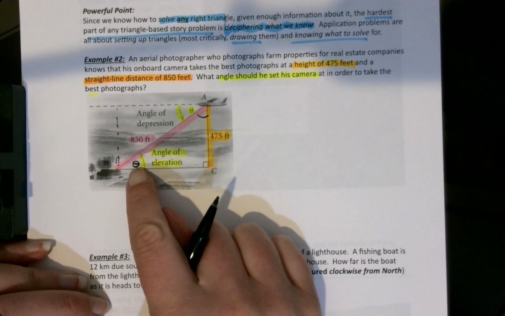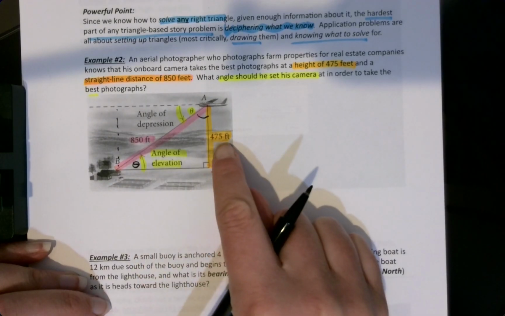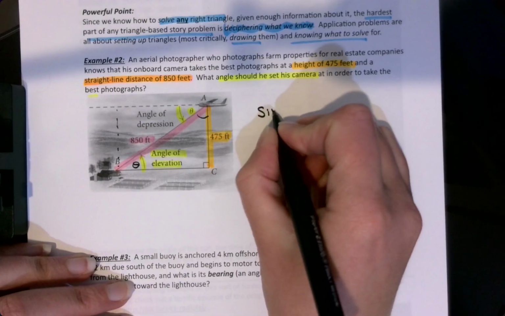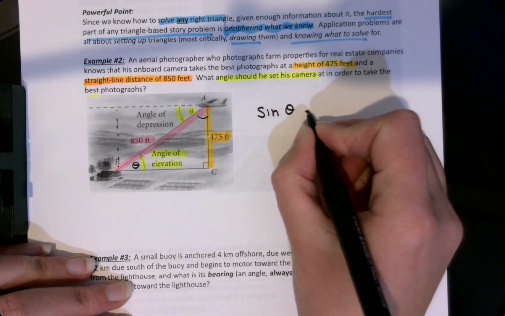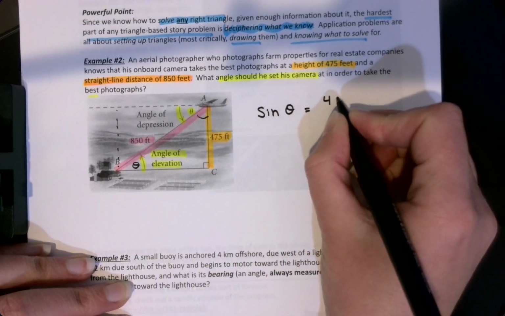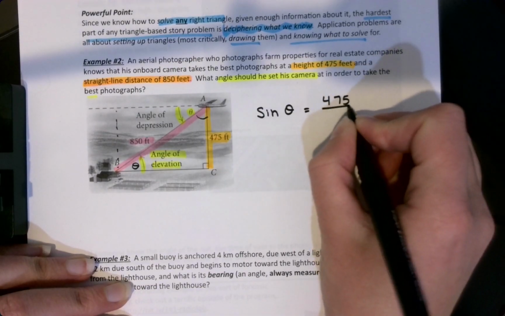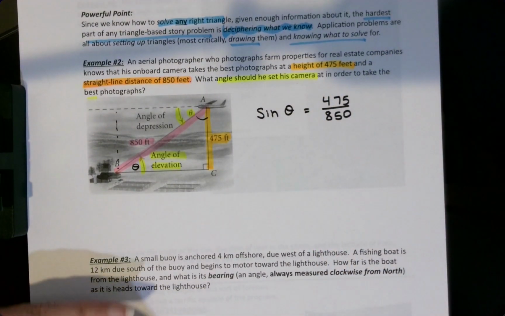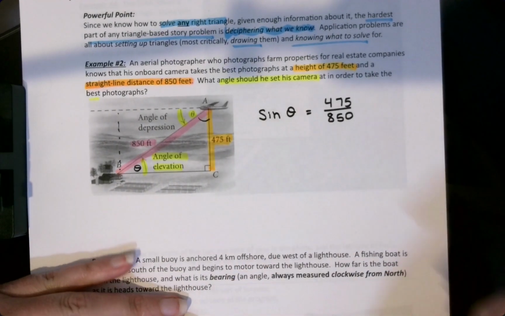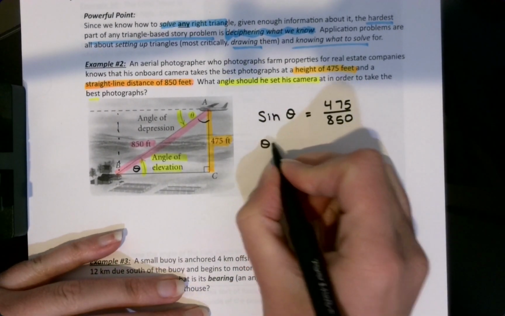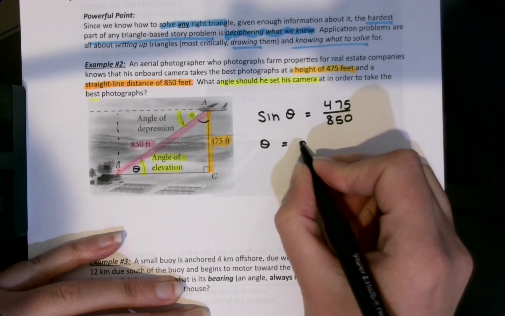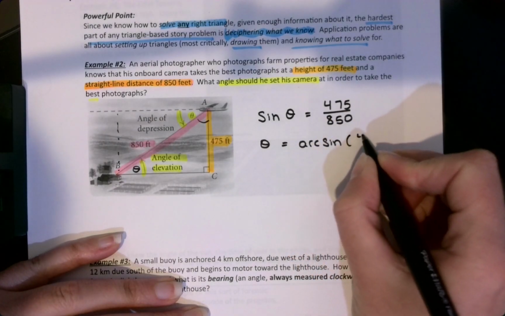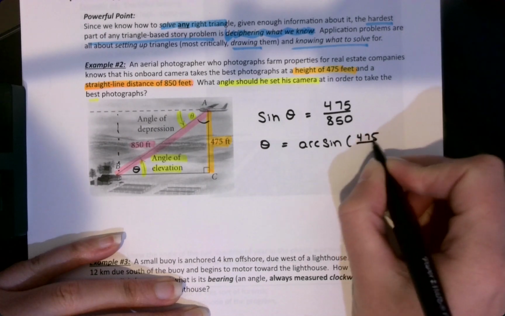So I'm going to use the specific trig function that relates opposite and hypotenuse. So that's going to be the sine function. So the sine of that angle is going to equal the opposite divided by the hypotenuse, 475 divided by 850. And then I'm trying to find the angle. So I'm going to have to use the inverse trig function. So the arc sine of 475 over 850.